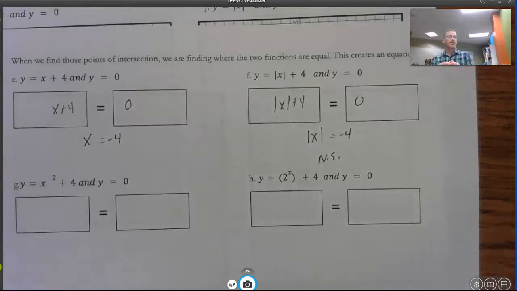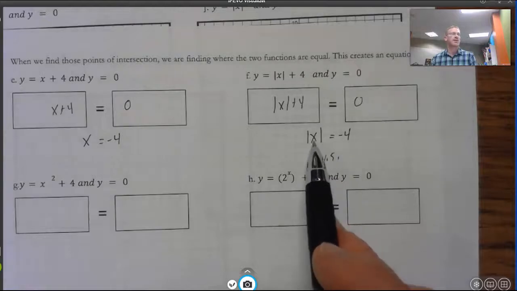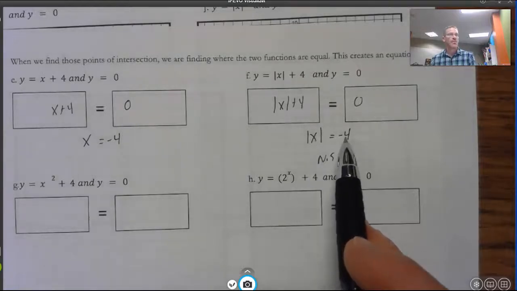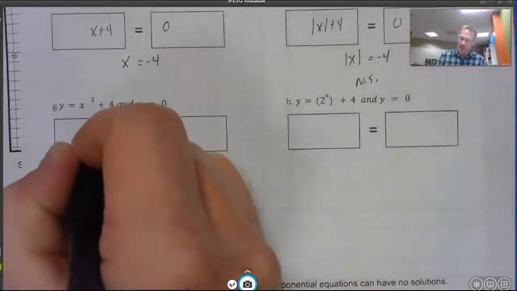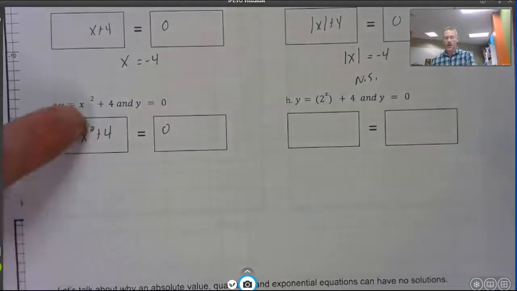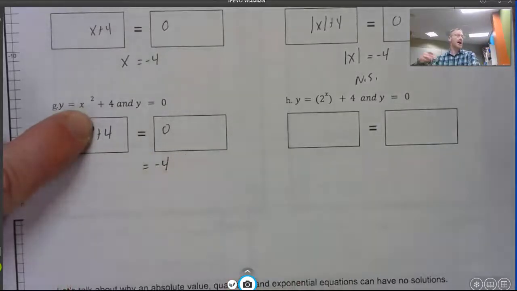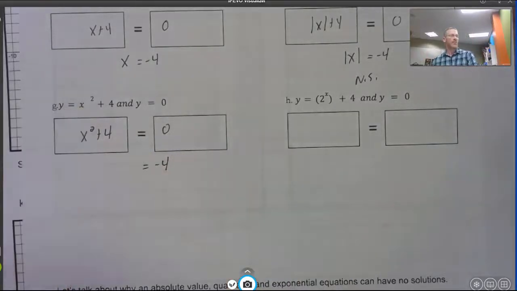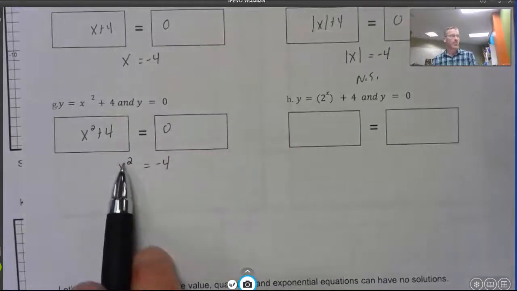So graphically, we didn't see any points of intersection. Analytically, with our equations, we know this doesn't make sense because an absolute value always has to be positive because it's a distance. Now, let's look at what happens when we do this one. X squared plus 4 is equal to 0. What plus 4 is 0? Negative 4. So whatever's behind my hand has to be negative 4, and that would be x squared. And we talked about this with our properties.